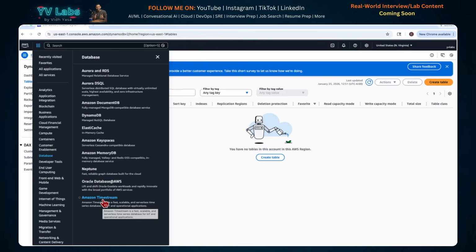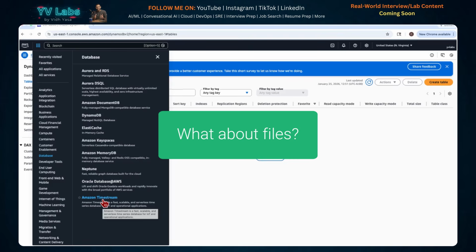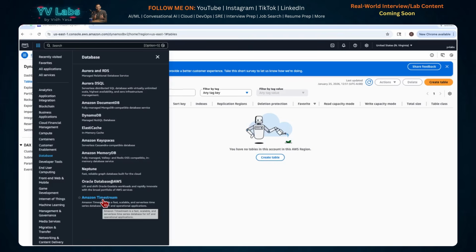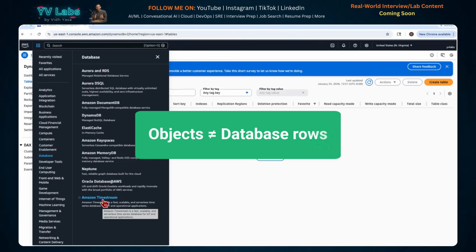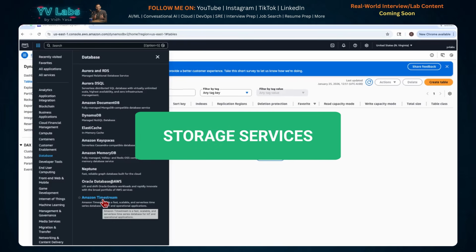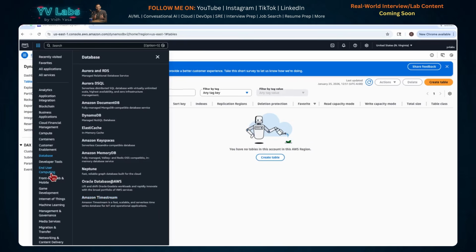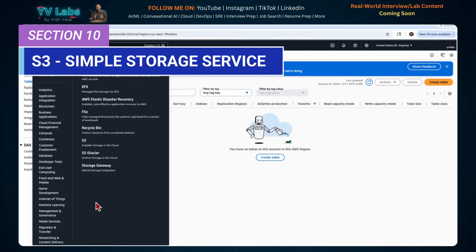Okay, so databases are for structured and semi-structured data, but not all data fits in databases. What about images, videos, PDF documents, backup files? These are objects, files of different types and sizes. Databases are not designed for this kind of data. That's where storage services come in. And in the same menu, if we scroll down, you find the storage section right here at the bottom.